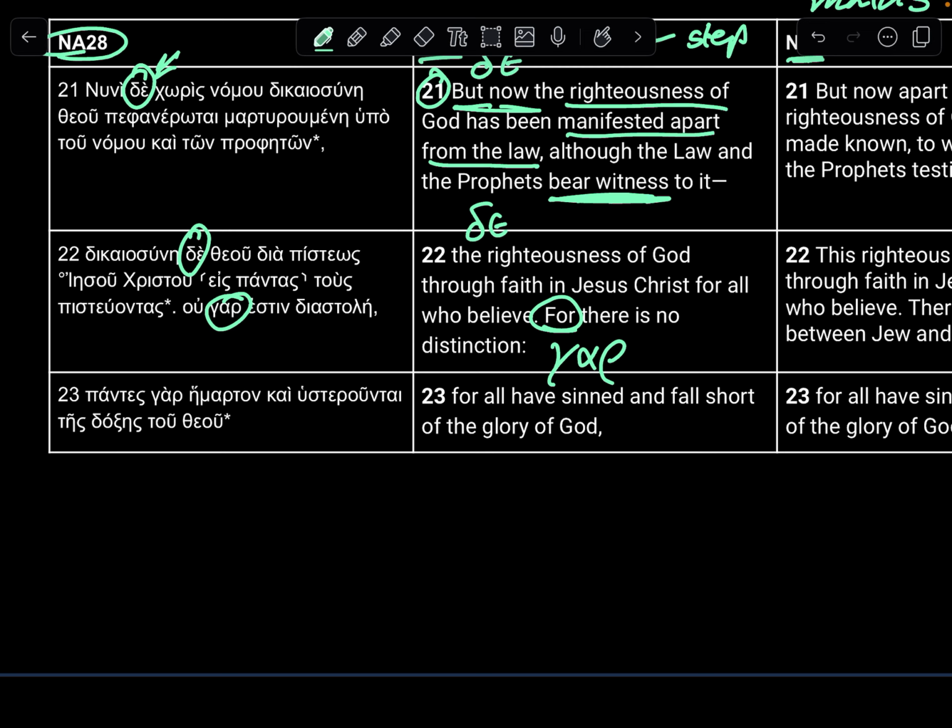Now this means that it is a supporting argument. And here it's explaining. So why is the righteousness of God revealed through faith in Jesus Christ? And why is it for all who believe? Paul says here, because, or for, there is no distinction.